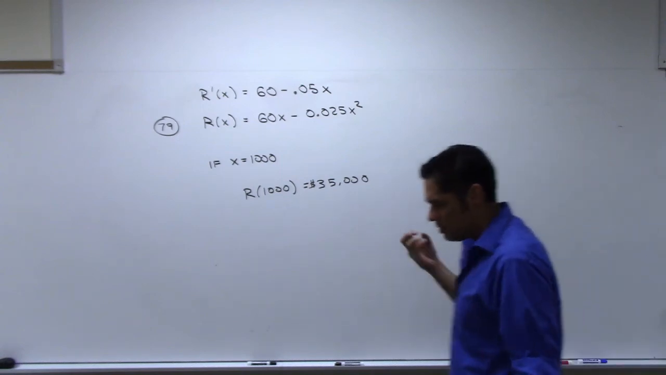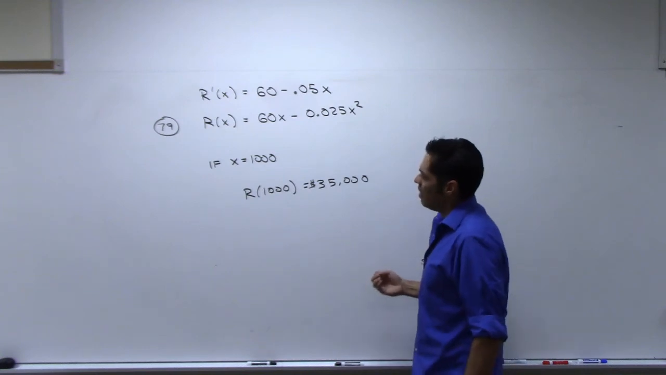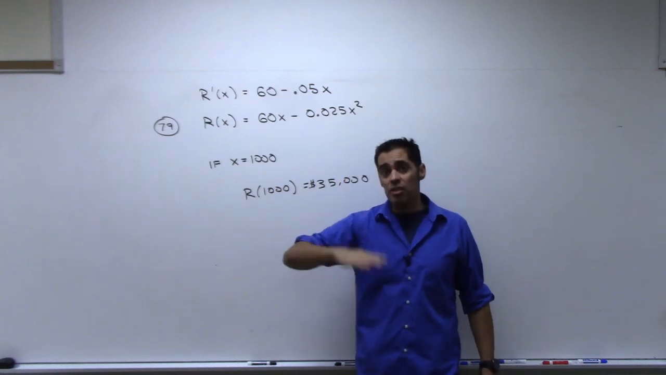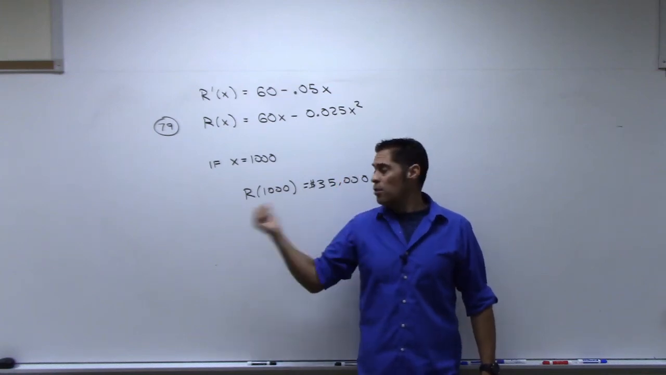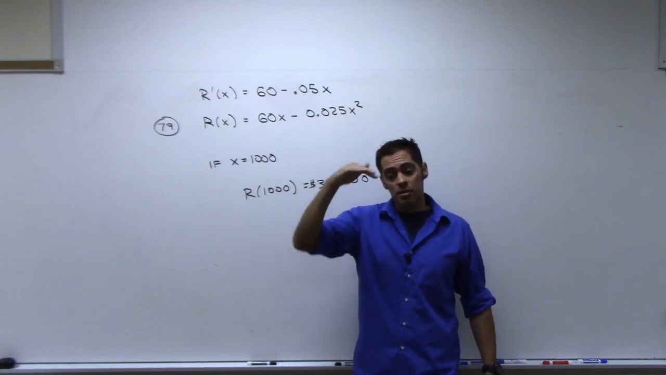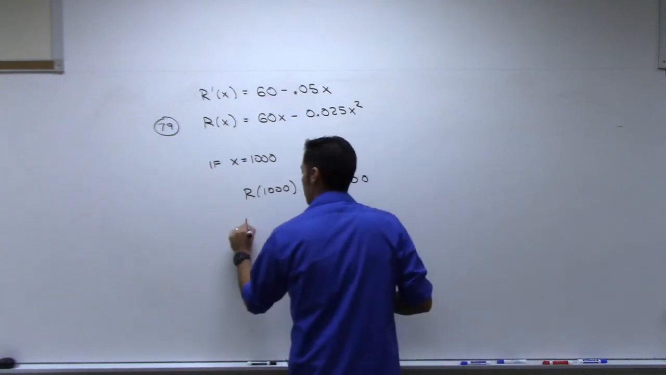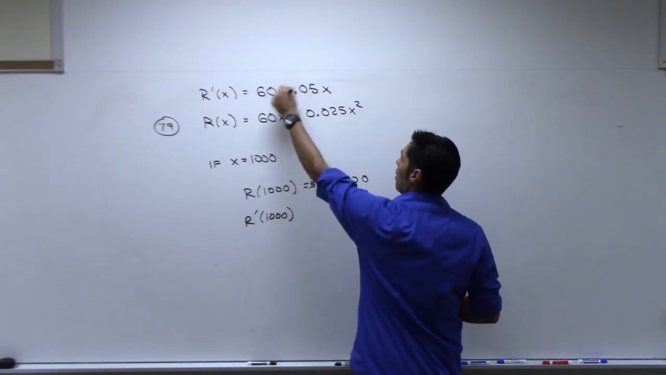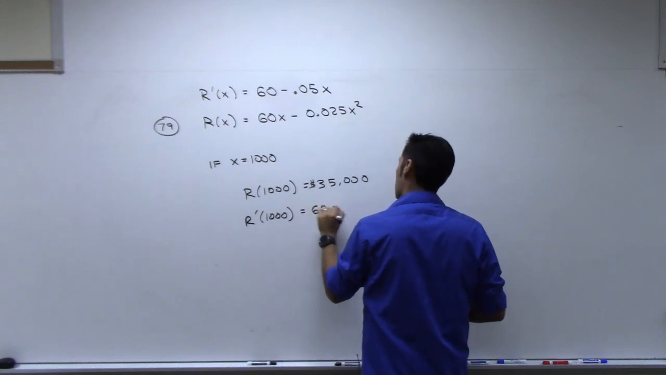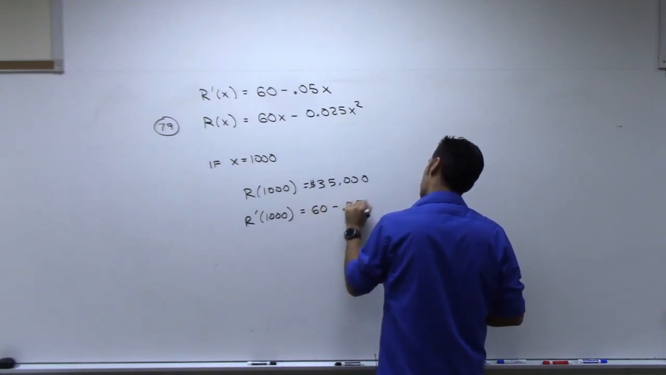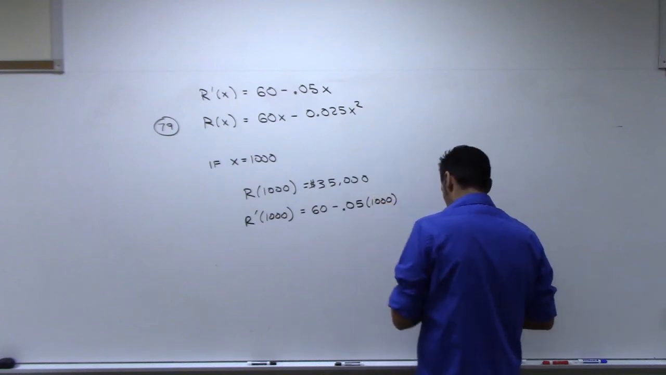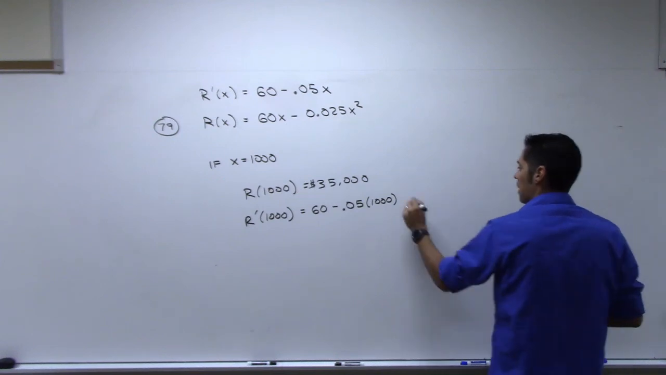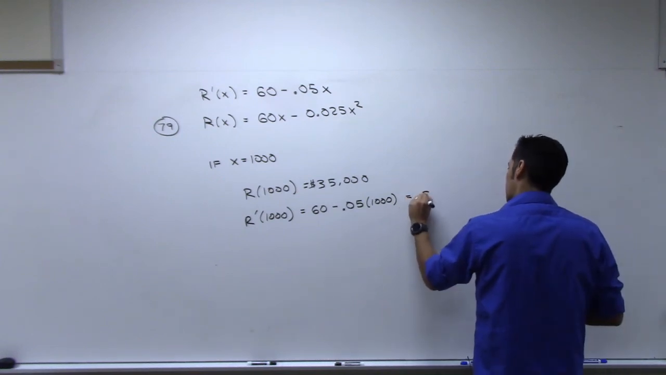The second question is the calculus question. It's saying, if you do this, how fast is the revenue changing at that instant? So when you produce this many, is your revenue going up or is your revenue going down? Well, to do that, we need to find r prime of 1,000. And to do that, we plug into this one. So it's 60 minus 0.05 times 1,000. And you could probably do that arithmetic in your head maybe, but this is 10. And it's $10.